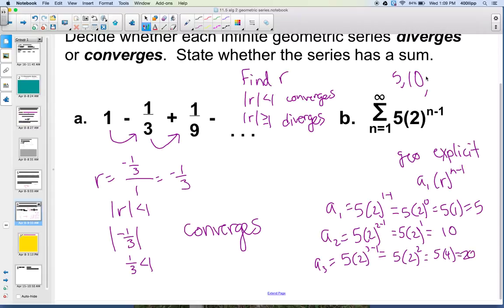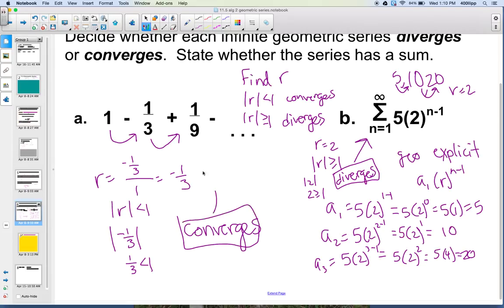So now I actually have enough numbers to see that my common ratio r is 2. And since r is equal to 2 here, when the absolute value of r is greater than or equal to 1, where in this case the absolute value of 2 is 2, and that is greater than or equal to 1, that means that this diverges. So this has no limit. So this one here diverges, as opposed to the first one, which converges.